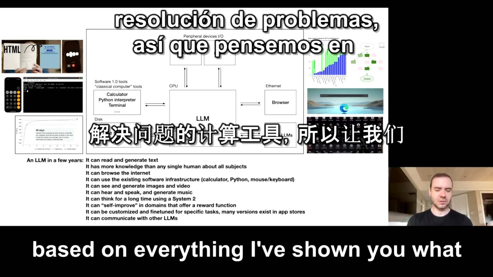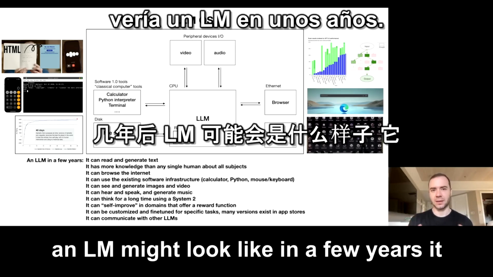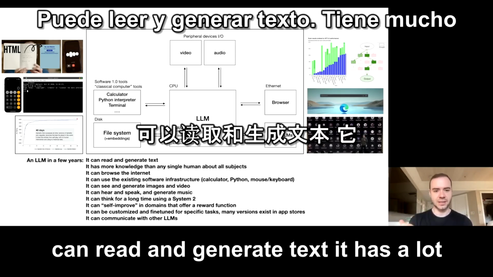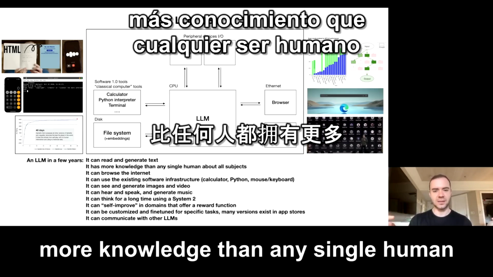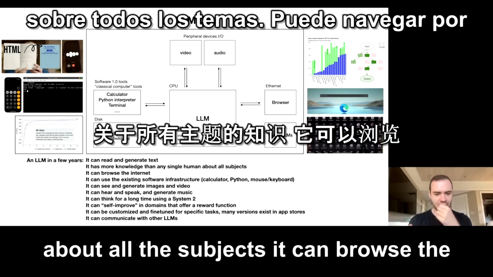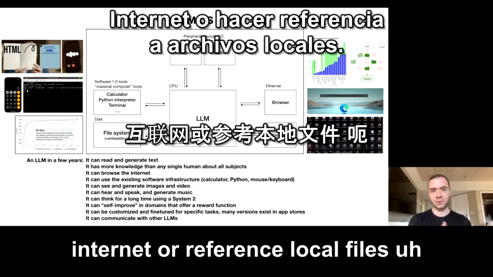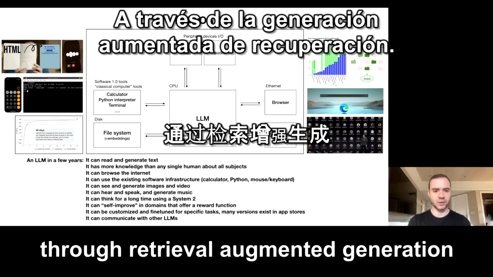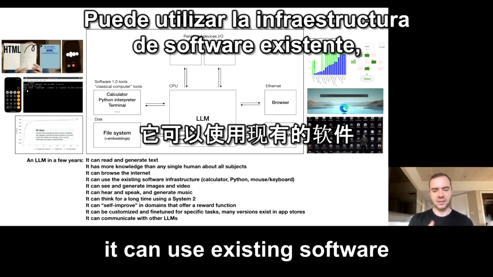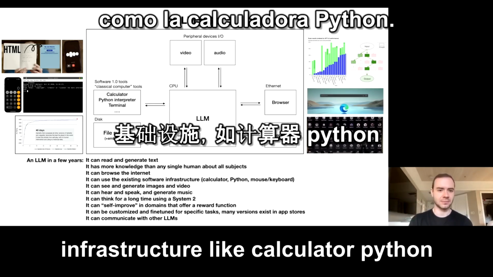So let's think through, based on everything I've shown you, what an LLM might look like in a few years. It can read and generate text. It has a lot more knowledge than any single human about all the subjects. It can browse the internet or reference local files through retrieval augmented generation. It can use existing software infrastructure like calculator, Python, etc.